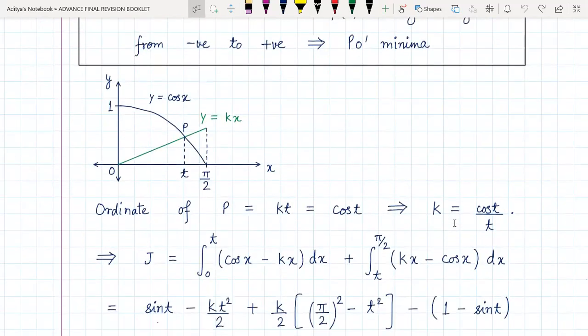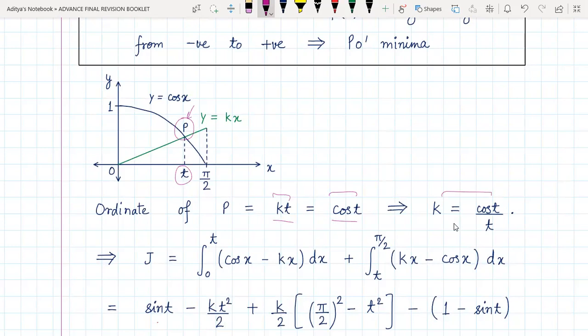So first of all, we have drawn both the curves y equal to cos x and y equal to kx, and we have assumed that they are going to intersect at a point P, right? Now I have assumed the x coordinate of this point P to be t. All right. So the ordinate of P can be written as kt as well as cos t because it lies on both the curves, and they would both be equal. So from here we are getting k is equal to cos t upon t.